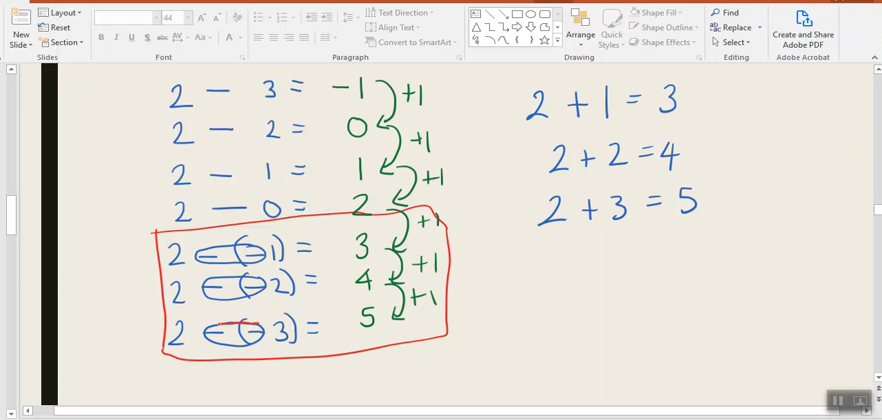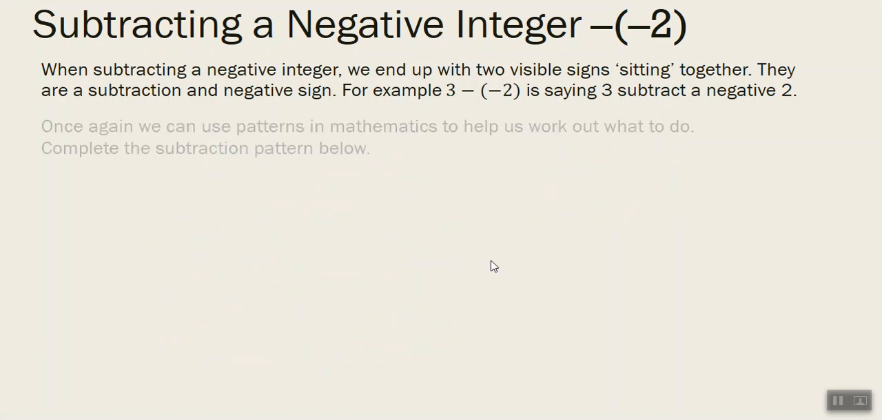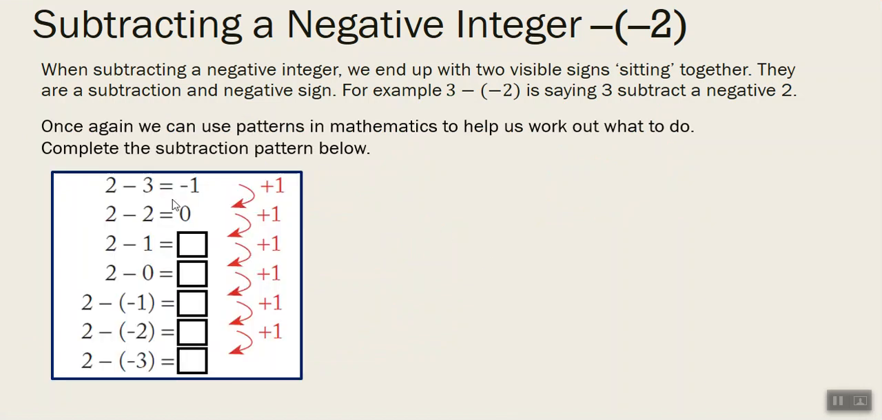When there are two of the same sign sitting together, in this case, a subtraction and a negative sign, they become addition. They become plus. And that's all you have to remember. So let's go back to our notes. So we can use a pattern. So we've just worked out this pattern before on the other page.